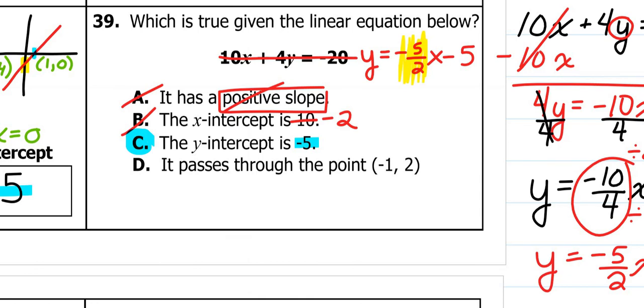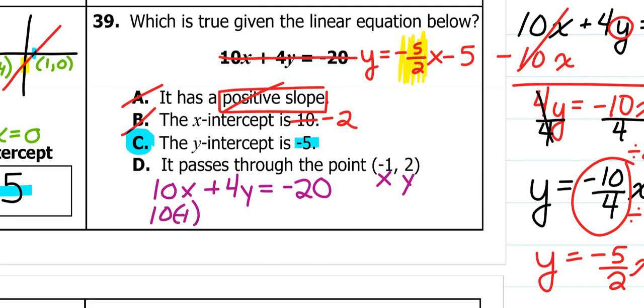Now, to test if something passes through a particular point, you want to make sure that that point works in your function, or rather your equation. So if I plug in x and y into my equation, then I should get a balanced equation. So I'm going to take my equation in standard form without any fractions. 10x plus 4y equals -20, and I'm going to see if I get a balanced equation here. So it's going to be 10 times -1, plus 4 times 2 equals -20.